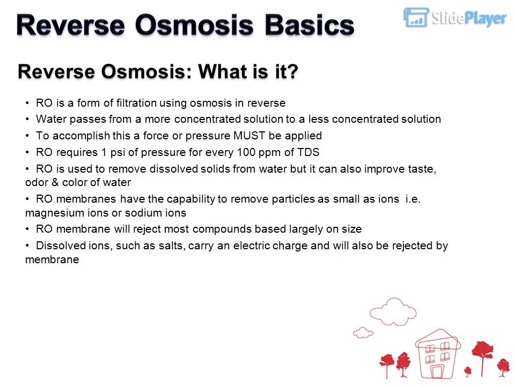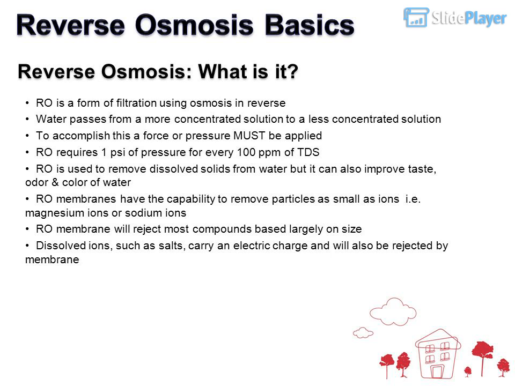Reverse osmosis, what is it? RO is a form of filtration using osmosis in reverse. Water passes from a more concentrated solution to a less concentrated solution. To accomplish this, a force or pressure must be applied. RO requires 1 pound per square inch of pressure for every 100 parts per million of TDS.